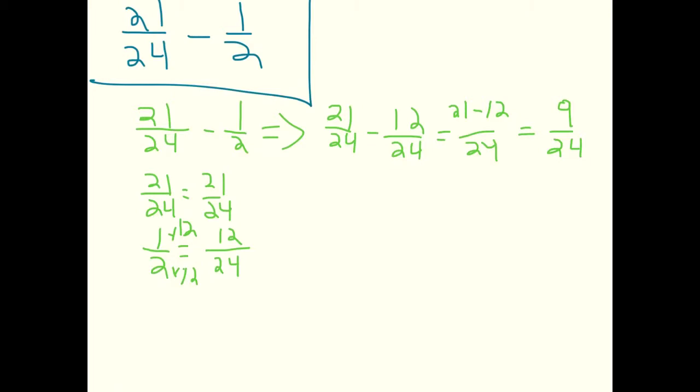And then you can simplify that. So, let me think, hold on. Let's just write this down here. 9 over 24. How can you simplify this? Well, 3 can go into both of them, so you just do divided by 3, divided by 3, and 9 divided by 3 is 3, and 24 divided by 3 is 8. So your answer is 3/8.